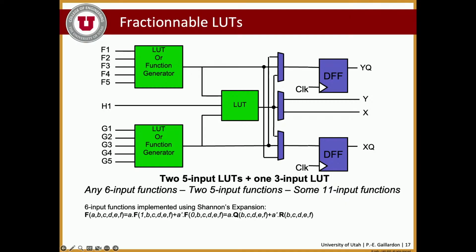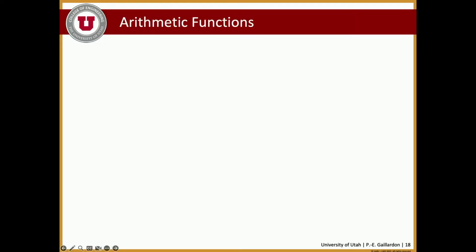And as you can see, it's just based on Shannon's expansion, right? You just distribute a bigger function into something smaller, and you map that into the various LUTs, you recombine things, and you're good to go. Now, that's a way for us to implement bigger functions.